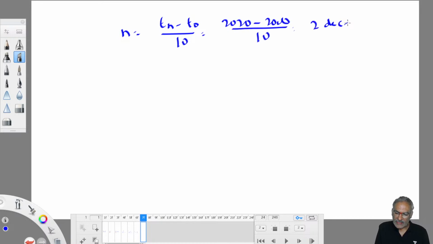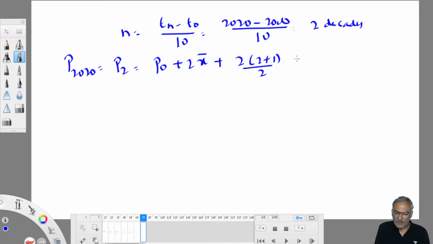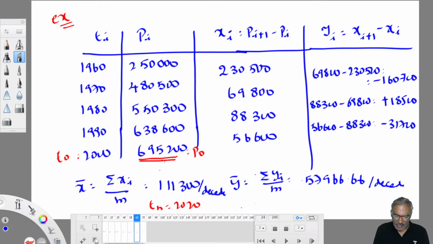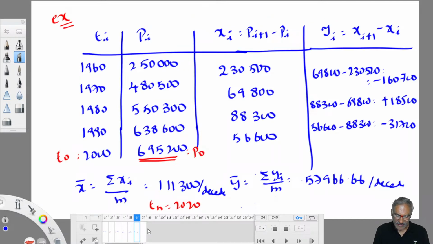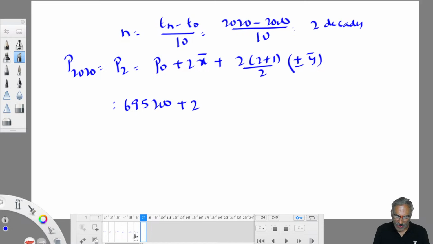So you have been asked indirectly to work out population after 2 decades. So population in 2020 is equal to P naught plus n times x bar plus n into (n plus 1) by 2 into plus or minus y bar. We got P naught already, 6,95,200, the latest among all population data. So 6,95,200 plus 2 times x bar. X bar is 1,11,300 plus 2 into 3 by 2, the 2 gets cancelled anyway, plus or minus y bar.